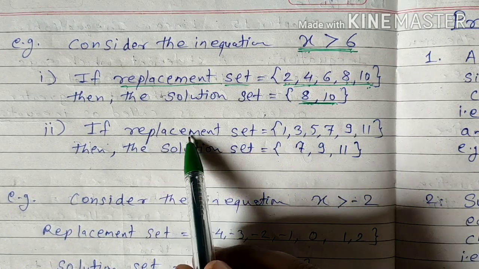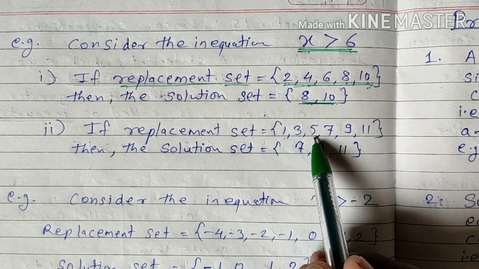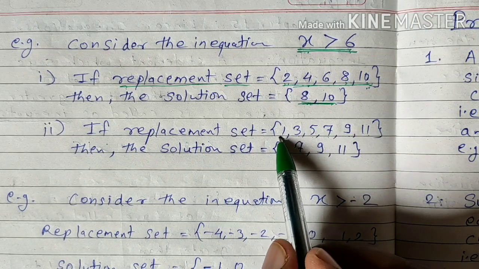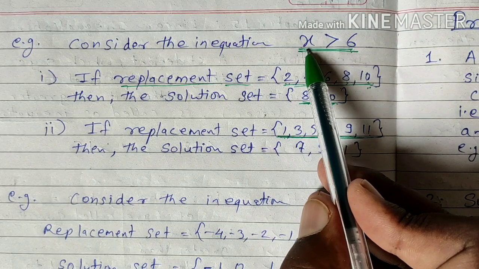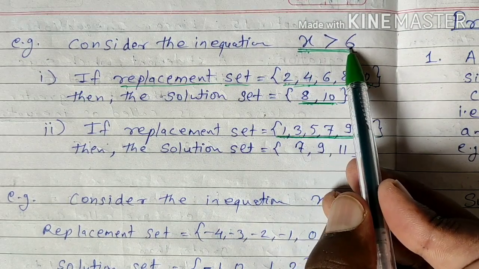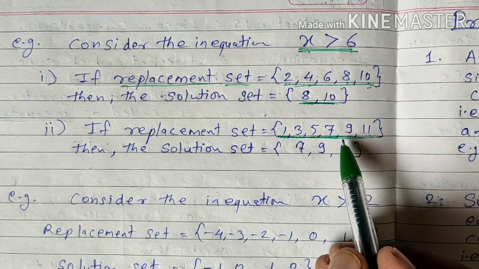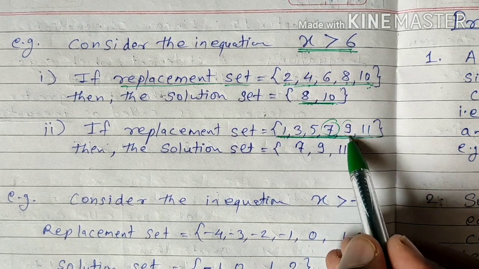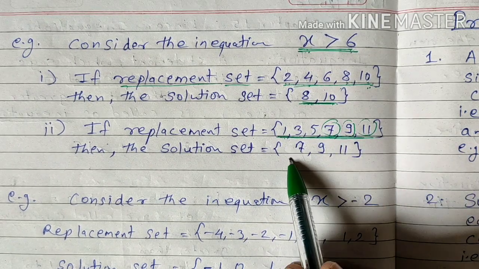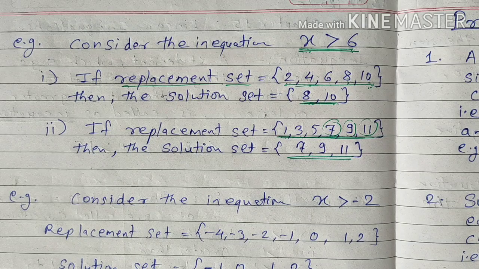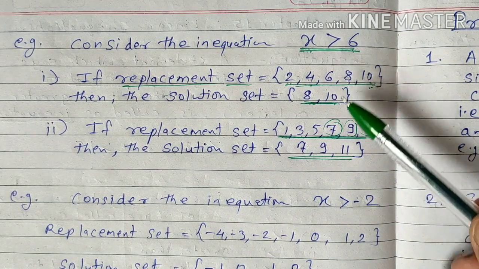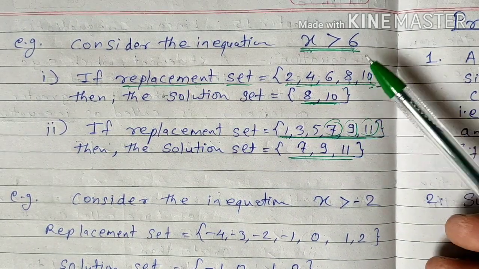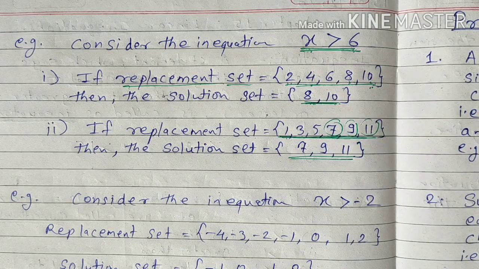Another example, if the replacement set is 1, 3, 5, 7, 9 and 11. This is our replacement set given in our question, and we want to select the elements which are greater than 6. So which elements are greater than 6? 7, 9 and 11. So 7, 9 and 11 is our solution set. Got it? So actually this replacement set will be given in our question, which is our universal set, and from that we have to find out the solution set. Okay.